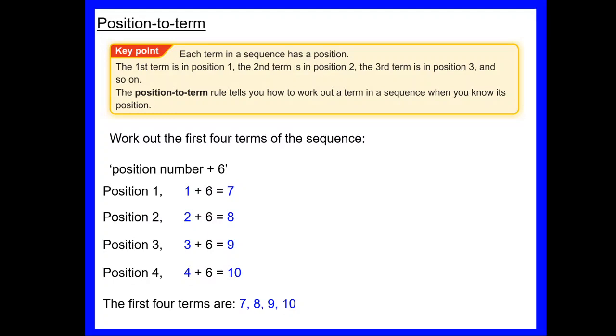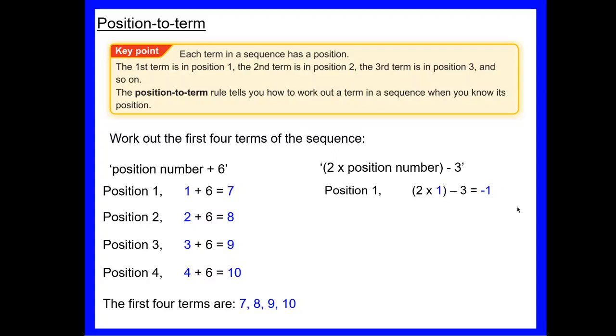Let's have a look at another one. This time the rule we're given then is 2 times the position number minus 3. So again, we're going to find the first four terms, so the first four positions. So we take 2 and we're going to times it by position number 1. So 2 times 1, so we do that first, is 2, minus 3 is equal to minus 1.